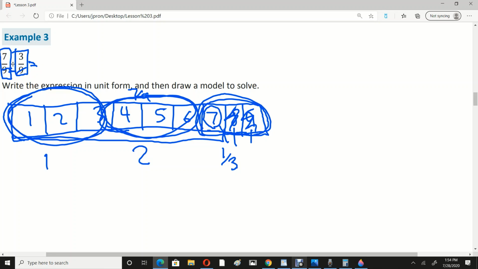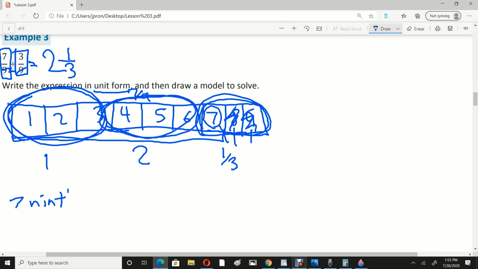So what is our answer then? So what's 7 divided by 3? Well, it's 2 whole groups with 1/3 left over. So we want to write this in unit form now. And again, we'll have 7 ninths divided by 3 ninths. So I wrote that, which gets us 2 and 1/3.